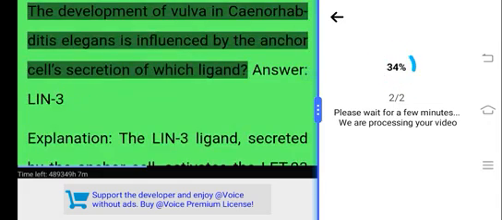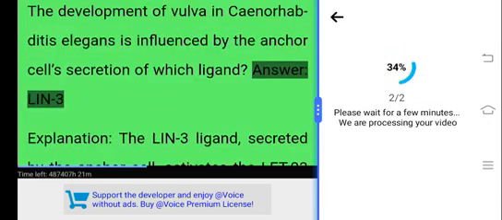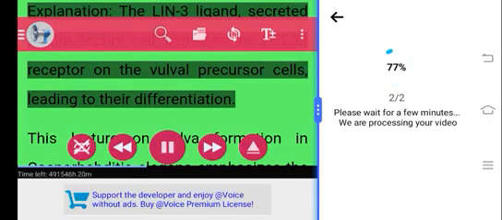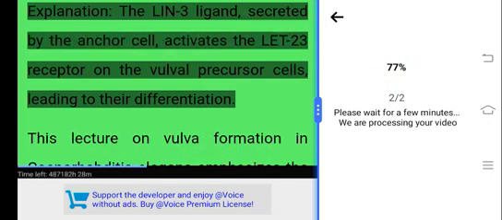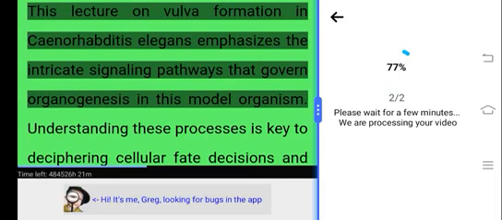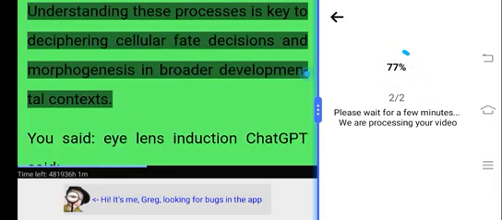CSIR-NET JRF, June 2019. The development of vulva in Caenorhabditis elegans is influenced by the anchor cell secretion of which ligand? Answer: LIN-3. Explanation: the LIN-3 ligand, secreted by the anchor cell, activates the LET-23 receptor on the vulval precursor cells, leading to their differentiation. This lecture on vulval formation in Caenorhabditis elegans emphasizes the intricate signaling pathways that govern organogenesis in this model organism. Understanding these processes is key to deciphering cellular fate decisions and morphogenesis in broader developmental contexts.